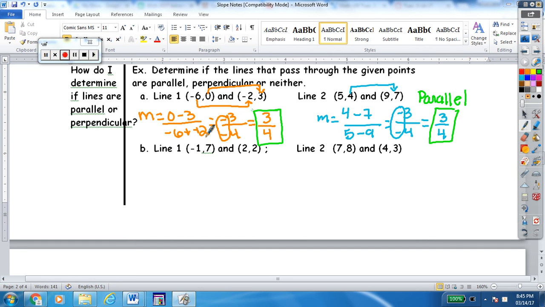All right, you have example B. What I want you to do is go ahead and pause the video and work it out. Work the slope of line 1, work the slope of line 2, and determine if they are parallel, perpendicular, or neither. And then push play, and I'm going to go ahead and work it out myself, and you can compare with me, okay?